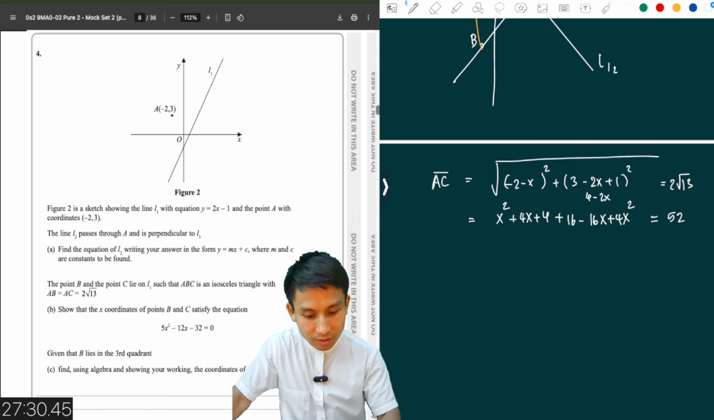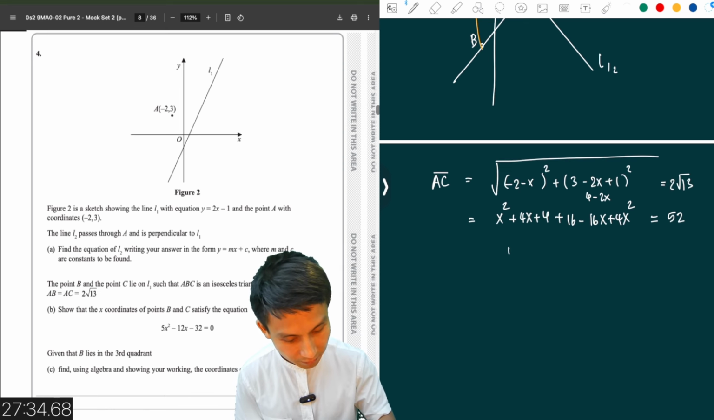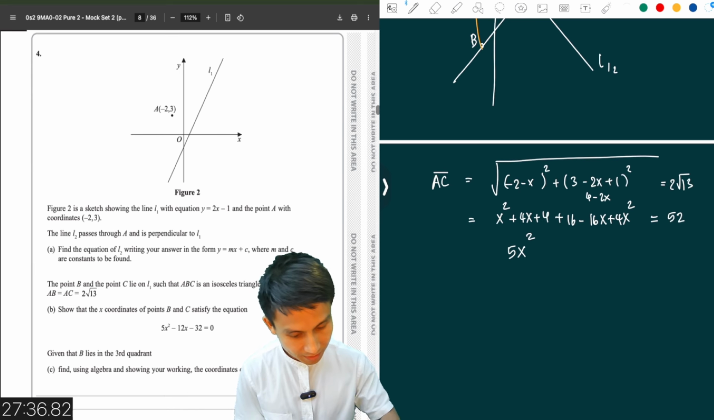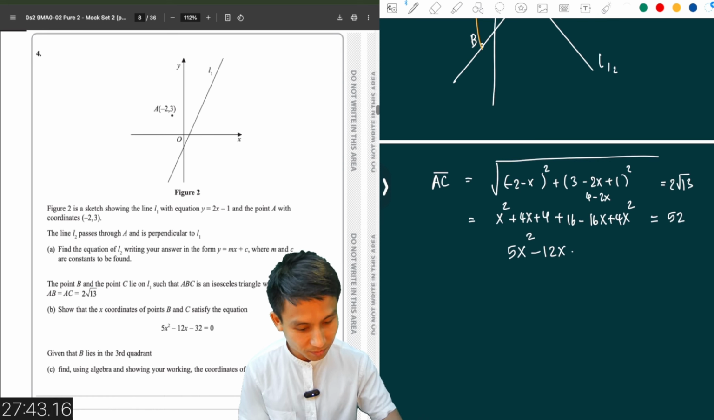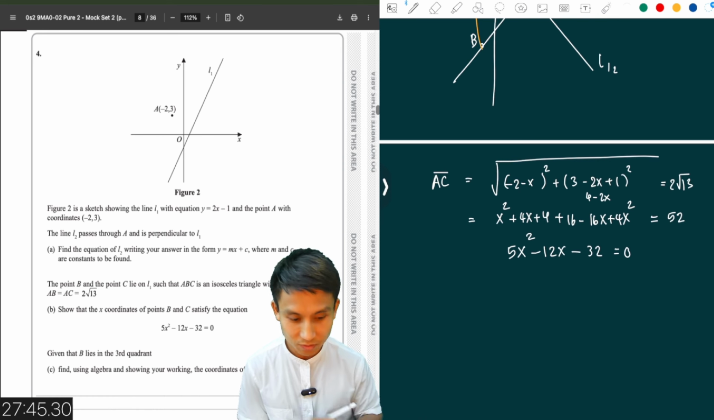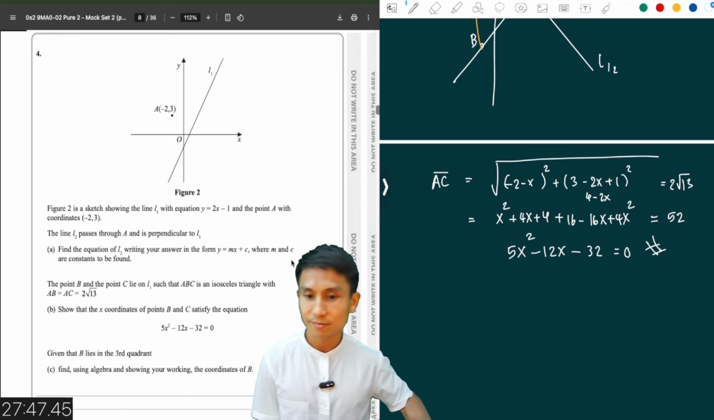Yep. So on the left-hand side, we get 5x squared. The x term will be minus 12x. And then this is 20. 20 minus 52 is minus 32 equals 0. Aha, exactly what they want.